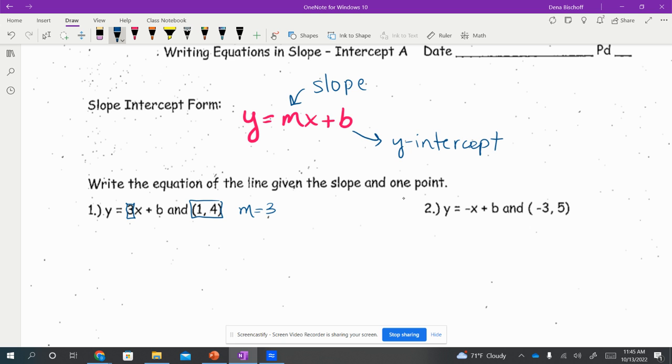So tell me about that ordered pair, that point. What is something that you can tell me about the ordered pair 1, 4? Meaning what does the 1 represent? And what does the y or the 4 represent? Okay, so can't I take this equation right here, y equals 3x plus b, and substitute the 1 in for x and the 4 in for y, because I'm trying to figure out what b is. I don't know that. Can we do that?